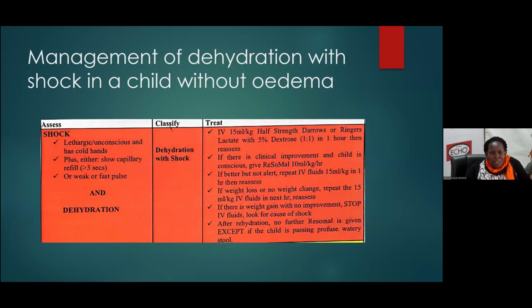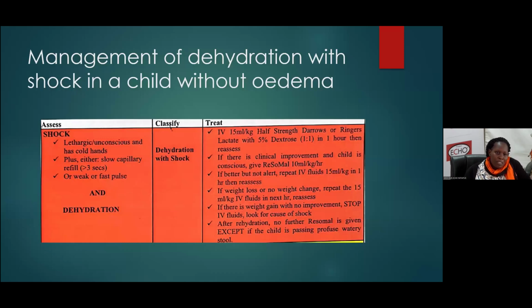Now, in malnutrition, things are quite different. We do not use normal saline. I'll show you in the next slide. The fluids are distinct. It's either Ringer's lactate with 5% dextrose or half-strength Darrow's, but you don't go in and give your normal saline. You're going to kill the child.